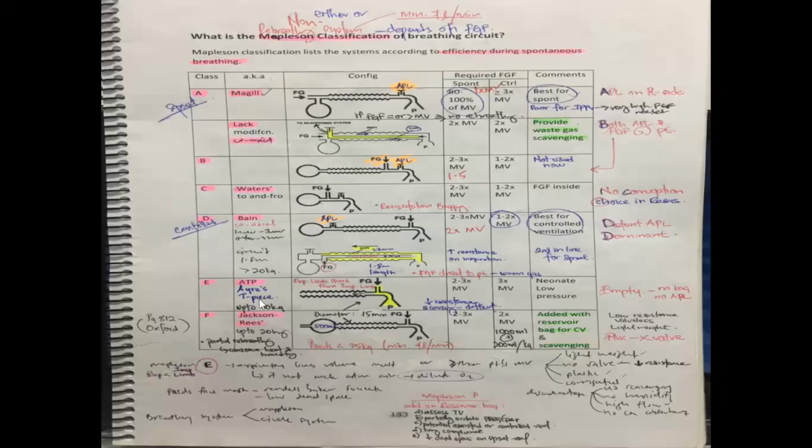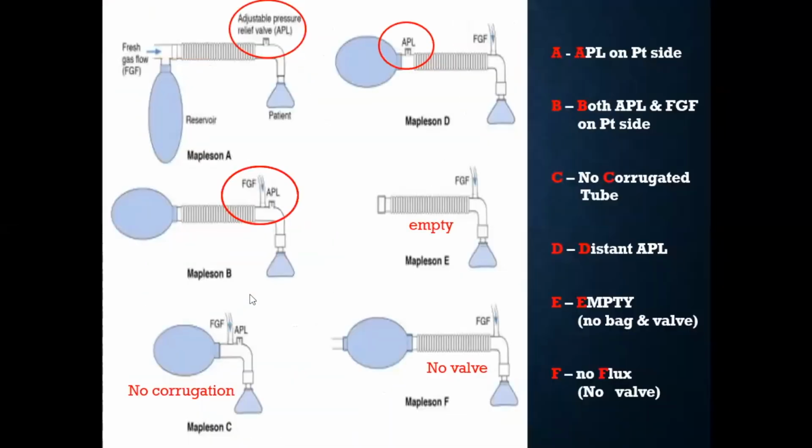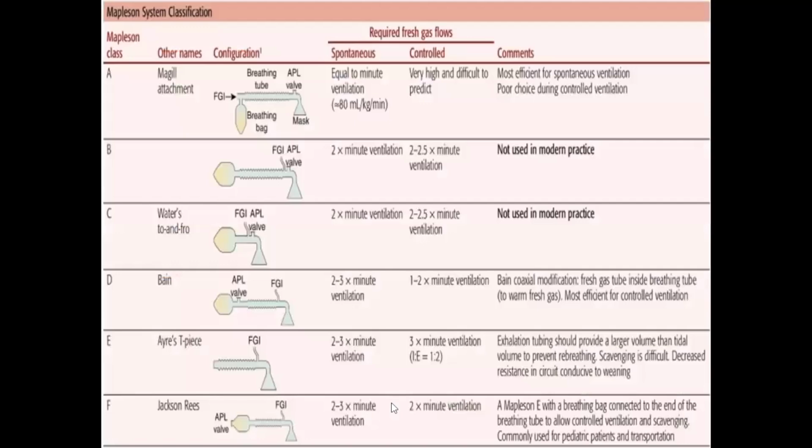Mapleson E, the T-piece, is mostly used in the pediatric group. It can be used in patients below 30 kilos. Why? Because the T-piece, as I mentioned, does not have a valve. When there is no valve, there is less resistance to breathing. Pediatric patients cannot cope with high resistance to breathing. So no valve is the best part for pediatric use.